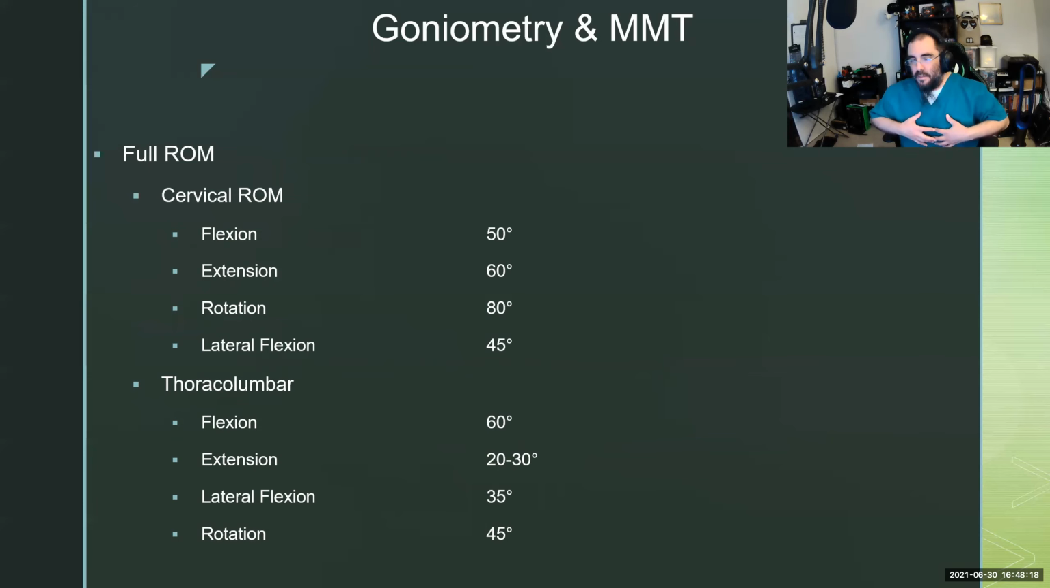Thoracolumbar, so thoracic lumbar, right? Flexion about 60, extension about 20 to 30. Lateral flexion 35, and then rotation about 45. So your neck is gonna have more rotation than your body, and that makes sense, right? I can turn my neck pretty far, well, not as far as I used to, but when I do the twist, I don't get a lot of motion going on there, right? It's not like I have a ton of rotation.